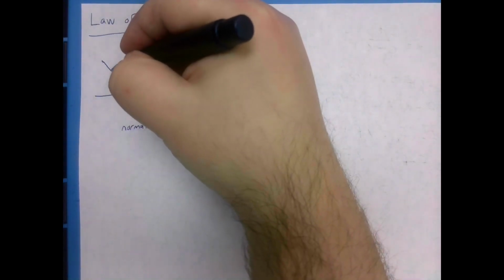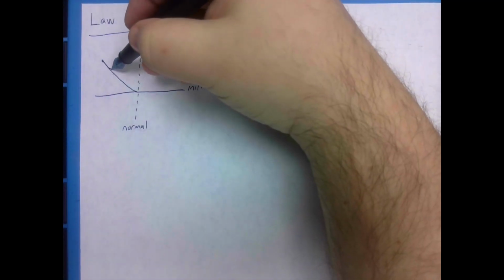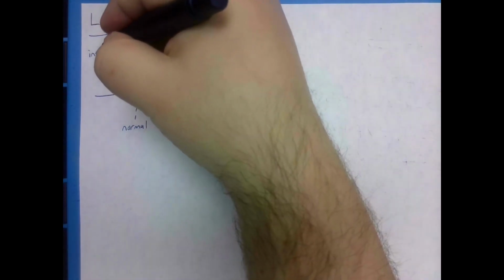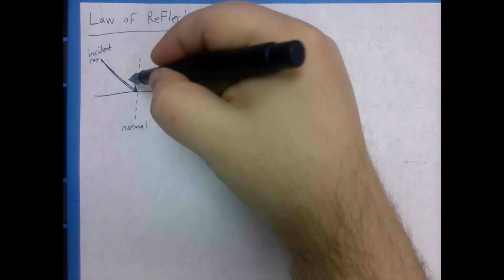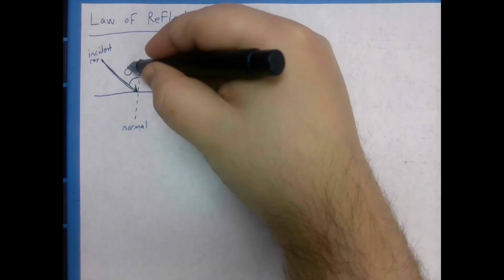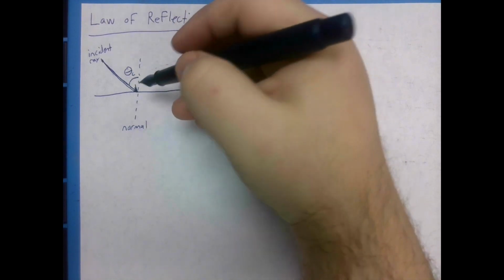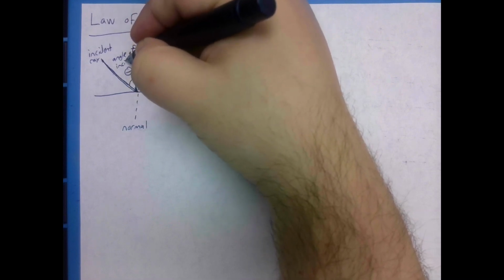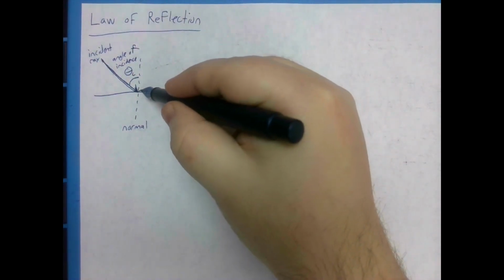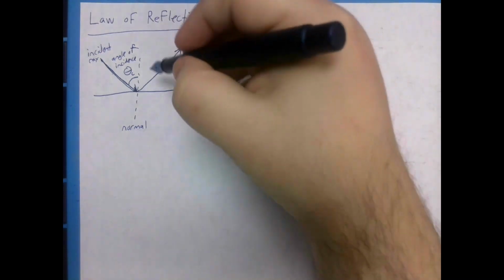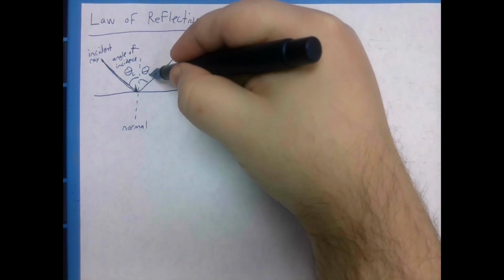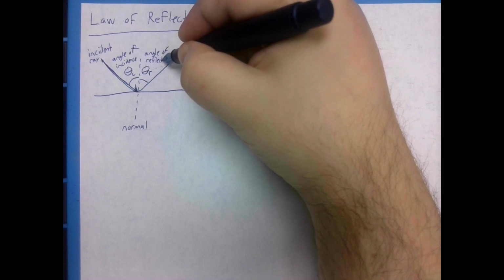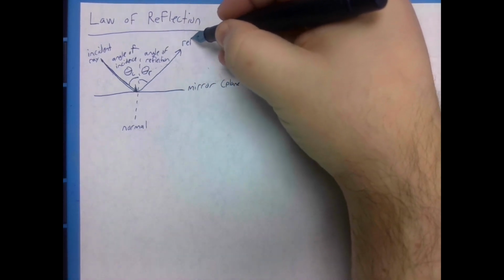If we have an incident ray that hits the surface right at the normal line, we always measure the angle off of this normal line. This normal line is imaginary, so this would be the angle of incidence. Then it's going to reflect off of the mirror, our plane of reflection, at some other angle, theta r. This would be the angle of reflection. This would be the reflected ray.